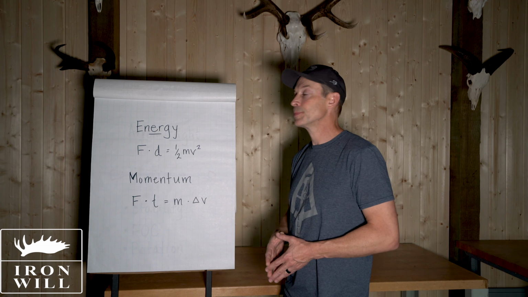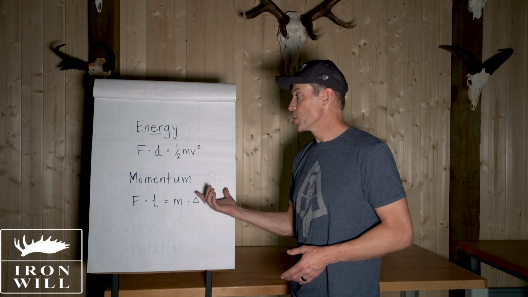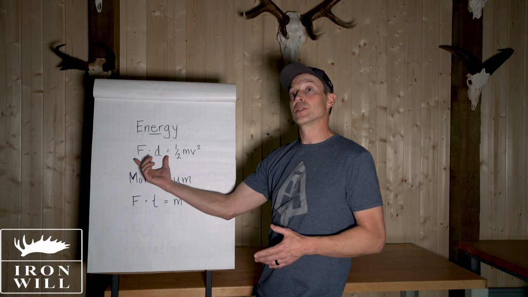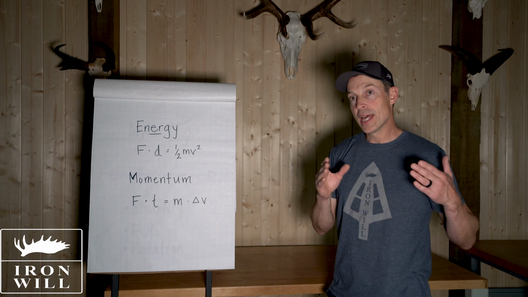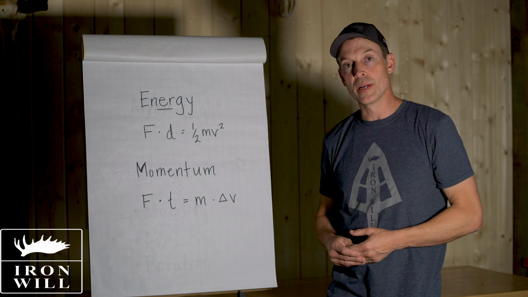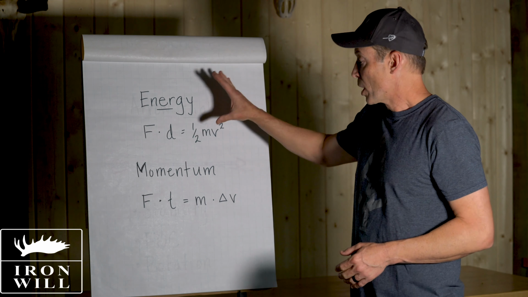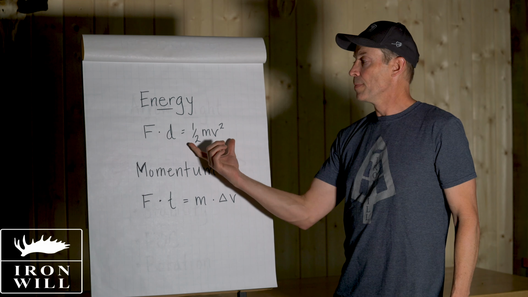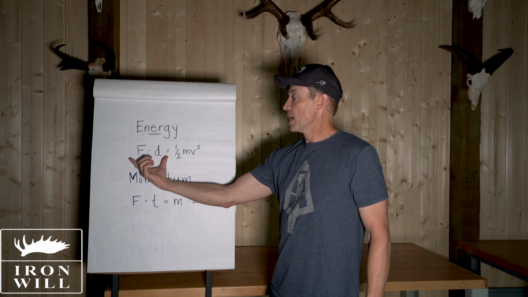Kinetic energy is the ability of that mass in motion to do work, where work is a force times a distance. So it's the ability of, say, that arrow to do work at the target. Let's talk about energy first. So kinetic energy is 1/2 mv squared. Work is force times distance.